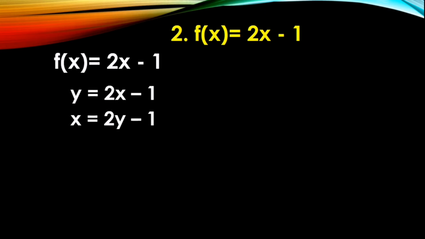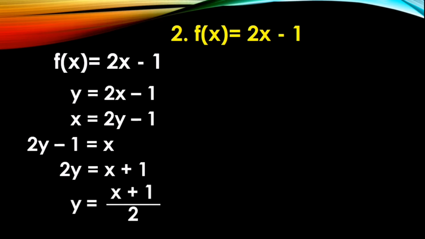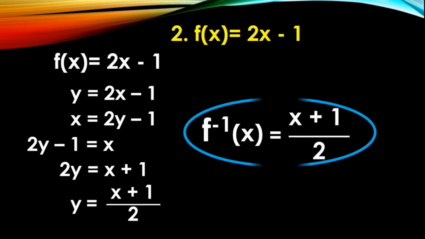And then solve for the value of y. That is 2y minus 1 is equal to x. And then 2y is equal to x plus 1. y is equal to x plus 1 divided by 2. This is now our inverse.